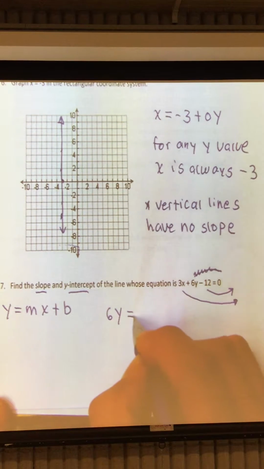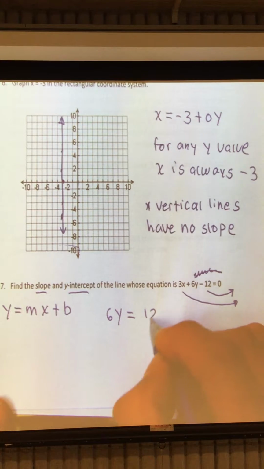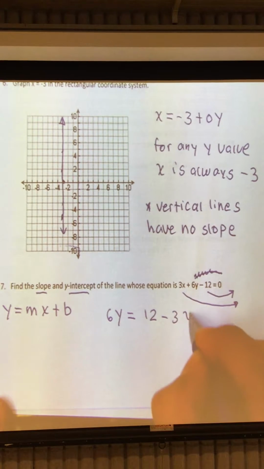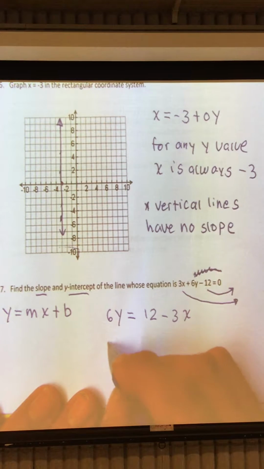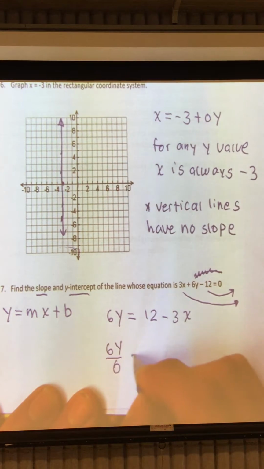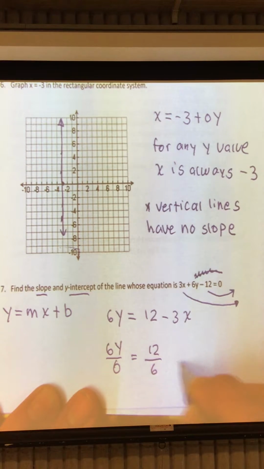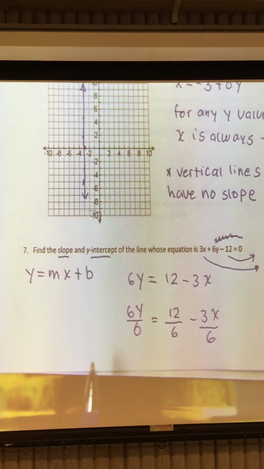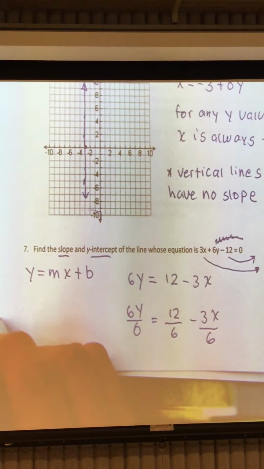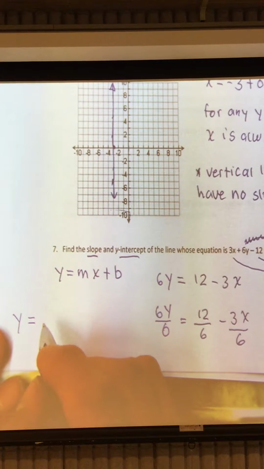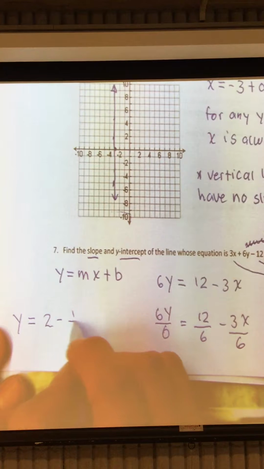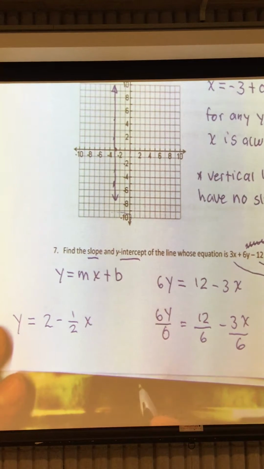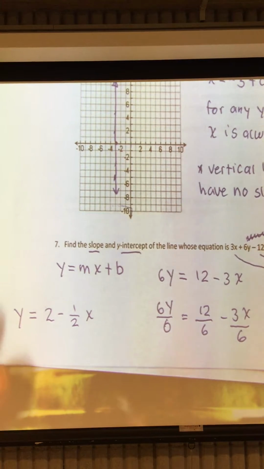So 6y is equal to positive 12 minus 3x. And then we can divide all terms by 6. 6y divided by 6, 12 over 6, and 3x over 6. And then that will simplify to y by itself, giving us 12 divided by 6 is 2, minus 1/2 times x. We wish to know the slope and the y-intercept.